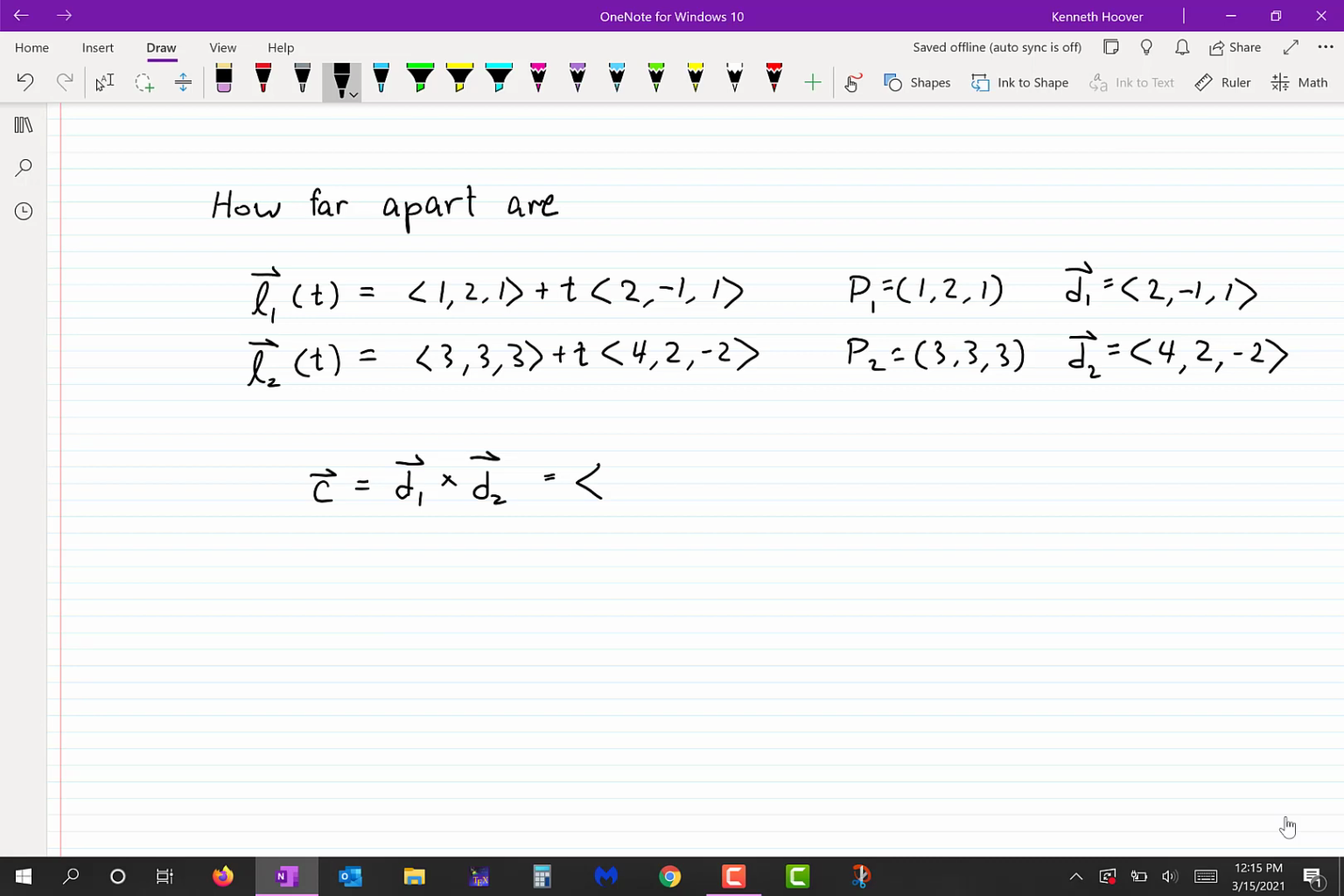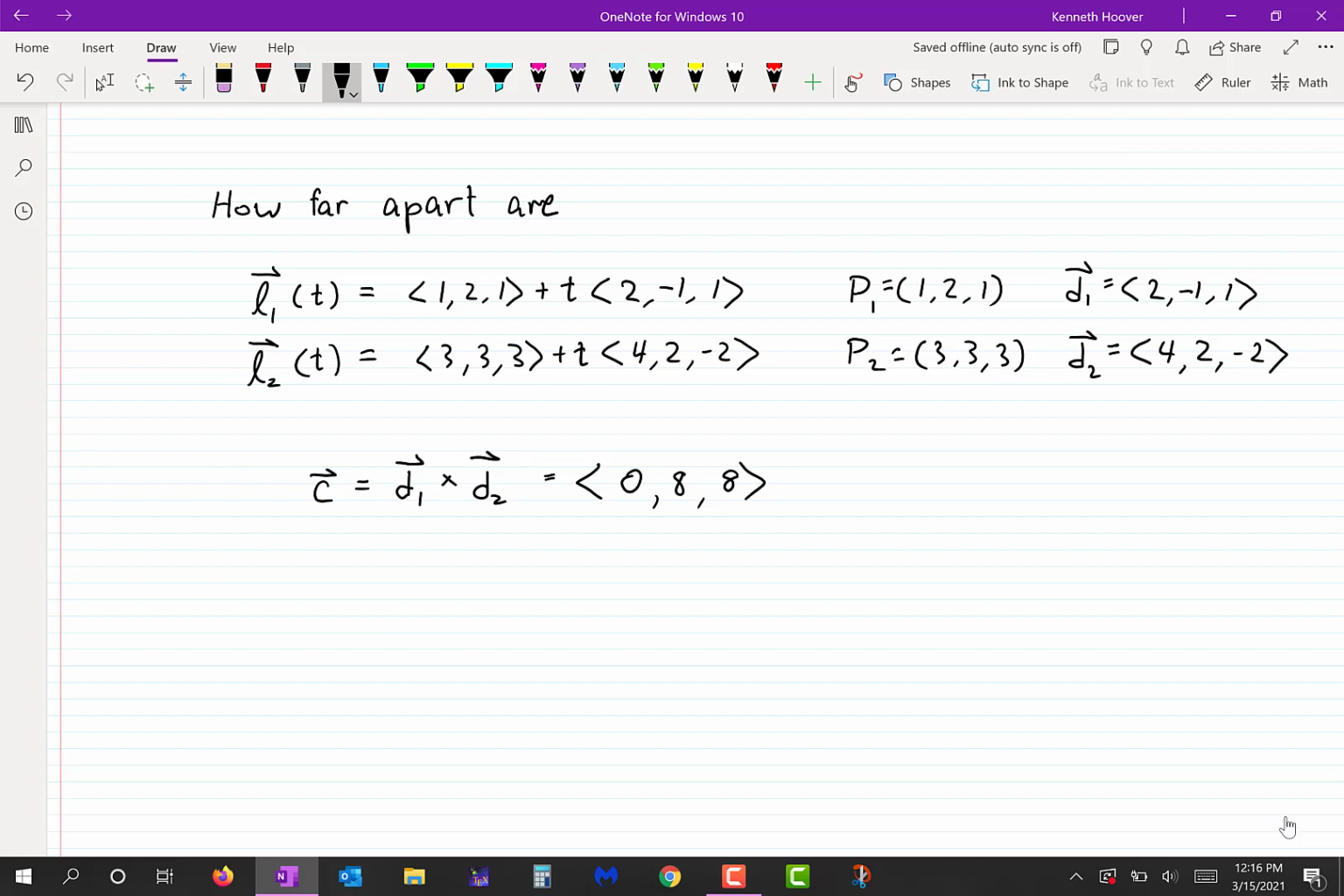So I'm getting 0, 0, let me double check that really quick. Those first two, I'm going to do them again, make sure I got them right. 2 minus 2 is 0. Ah, yes, that middle one's not a 0. Good thing I'm checking. That should be 4 minus negative 4, so that's actually an 8. And then we have 4 minus negative 4, which is 8. So there's the cross product of D1 and D2.